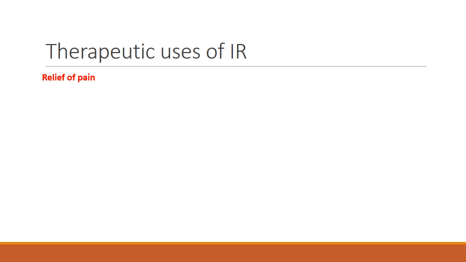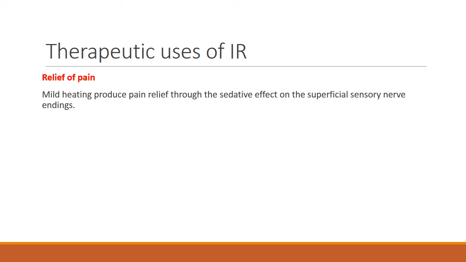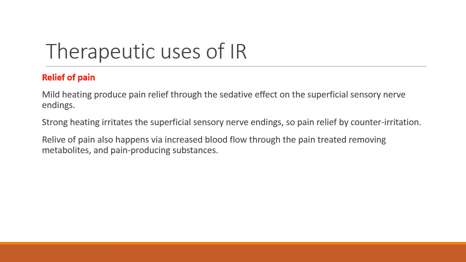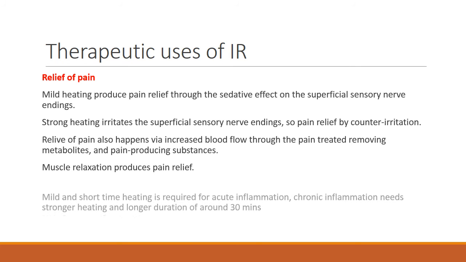Relief of pain. Mild heating produces pain relief through the sedative effect on the superficial sensory nerve endings. Strong heating irritates the superficial sensory nerve endings, so pain relief occurs by counter-irritation. Relief of pain also happens via increased blood flow through the treated area, removing metabolites and pain-producing substances. Muscle relaxation produces pain relief.